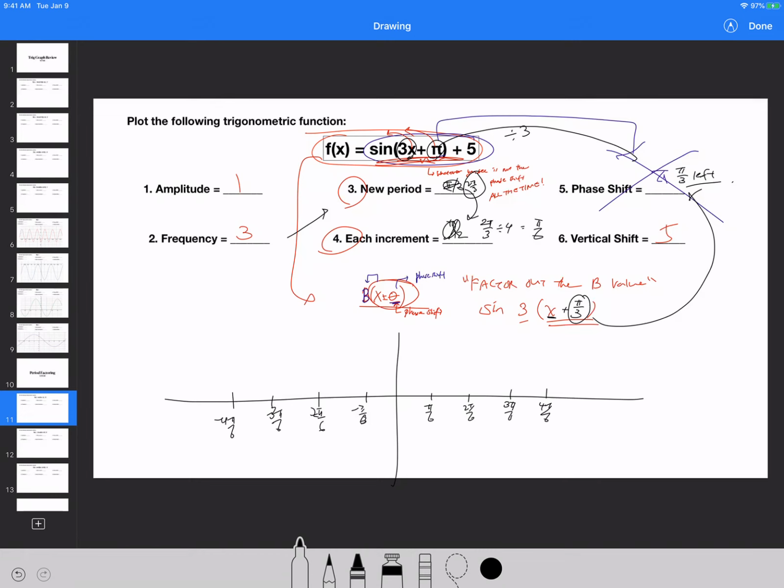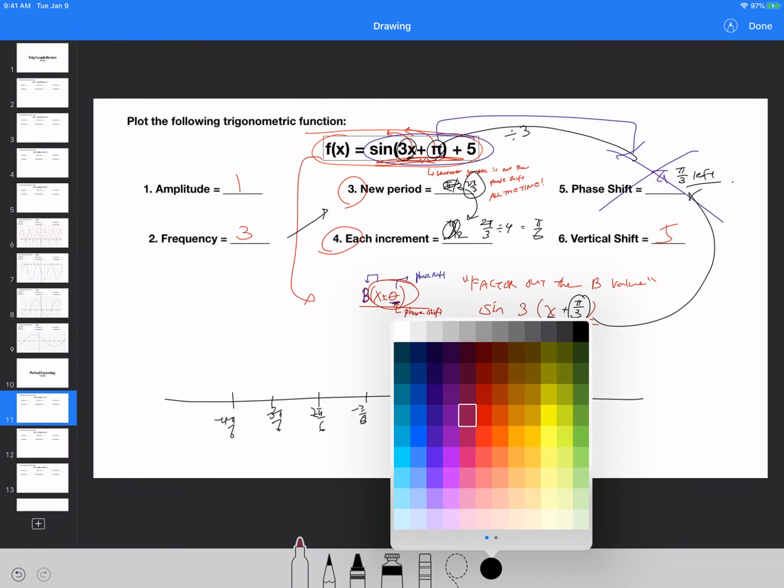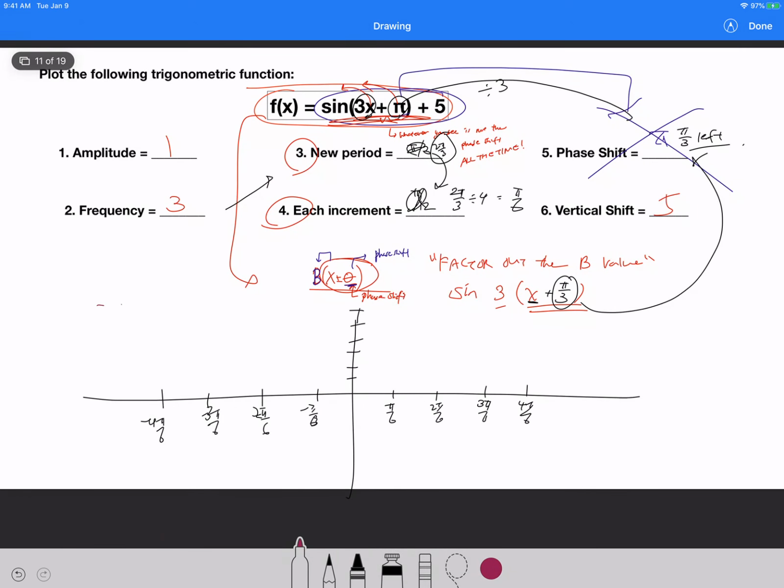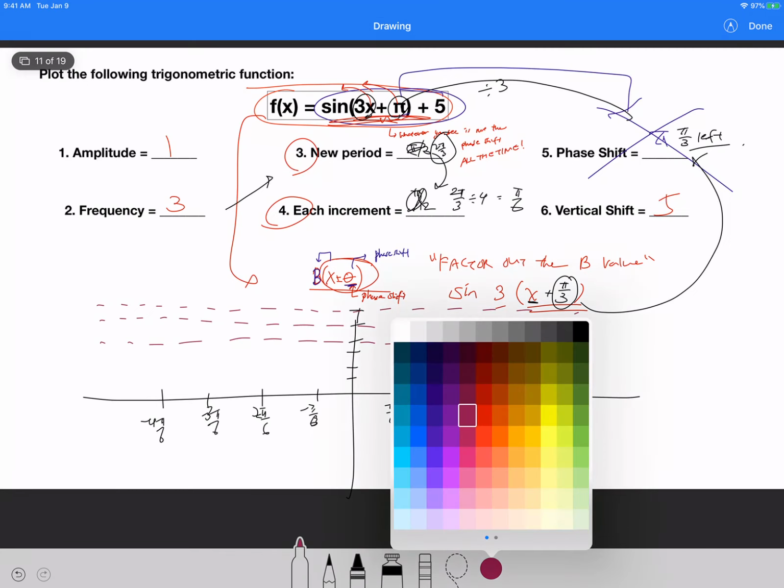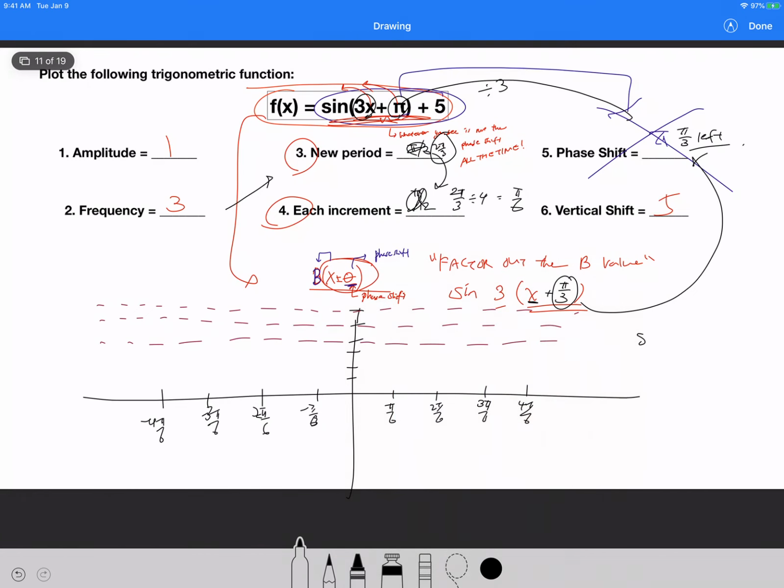And because the vertical shift is 5, 1, 2, 3, 4, 5, I'm going to go up to 6 and I go up to 4. Let's establish the framework just like before. My midline will be at 5, and my midline will be at 4. So I have my framework ready. Then it's sine graph. So sine goes mid, max, and then back to mid.